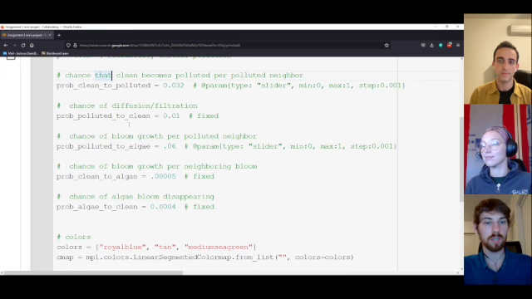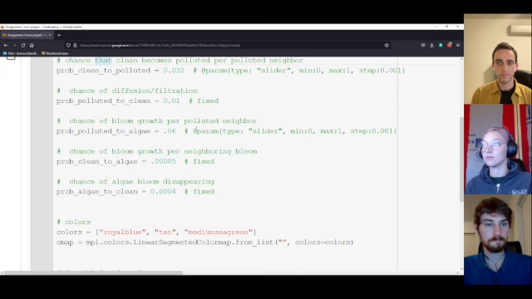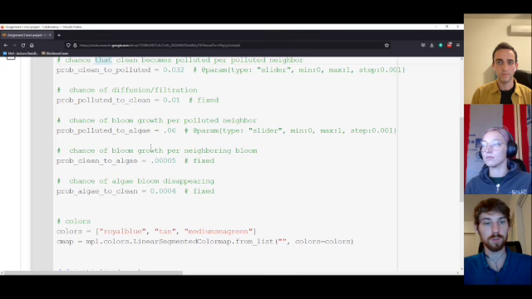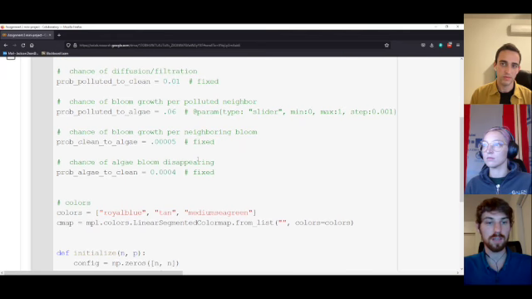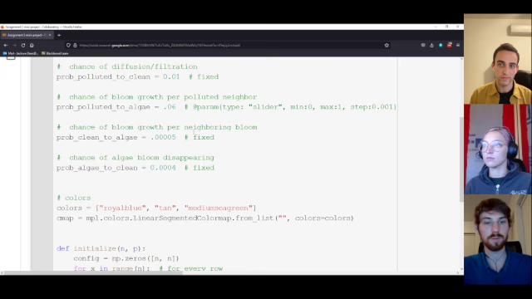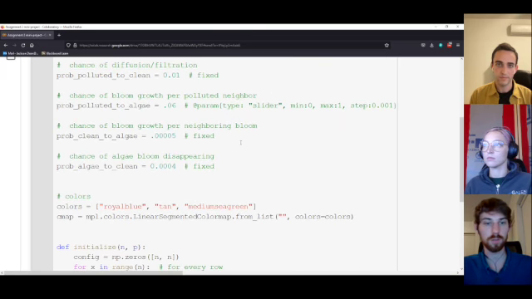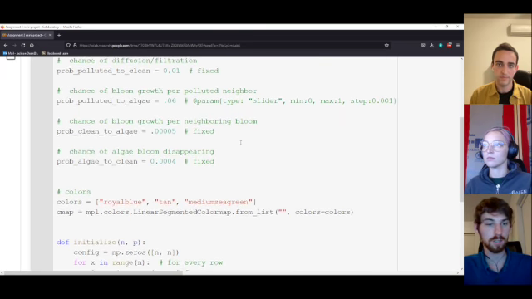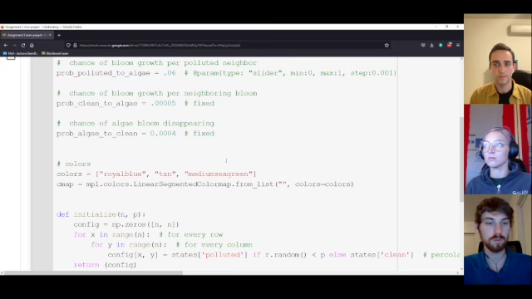There's also a chance that polluted would become clean. That's the idea that diffusion and filtration will take some of the pollution out of the system over time. And that was fixed for our experiments. And then there's also the chance that polluted will turn to algae, and that's the idea of a bloom growing because of too much nutrients in the water. There's a chance that clean would turn to algae, and that's the idea of algae growing naturally, and we left that really low for our experiments because we were more interested in how pollution actually causes that algae growth. And then there's also a chance that algae would die over time. We also left that low because algal blooms are actually really hard to remove in nature.